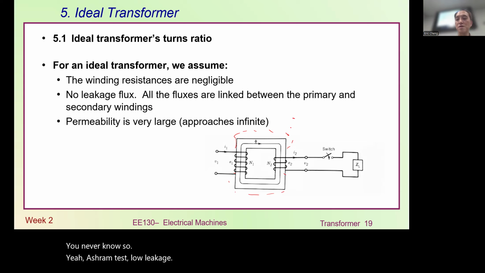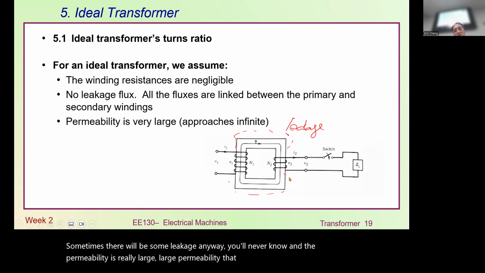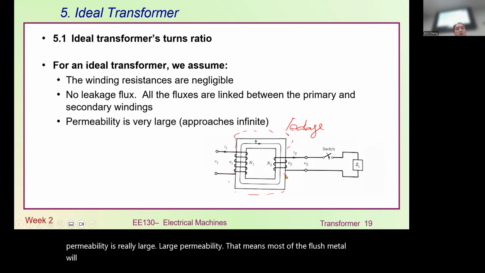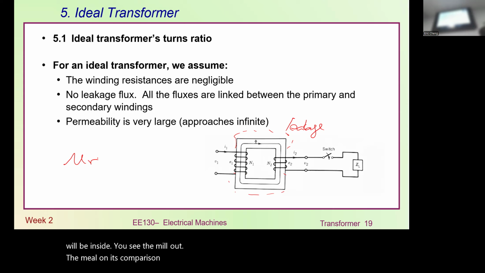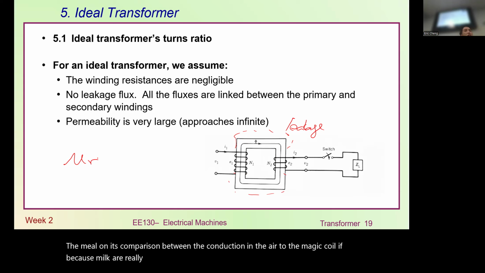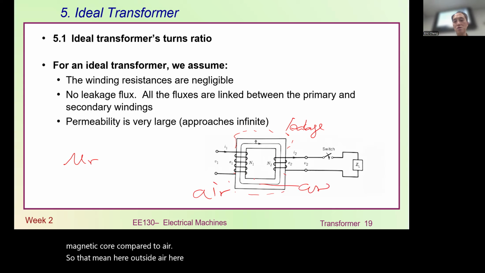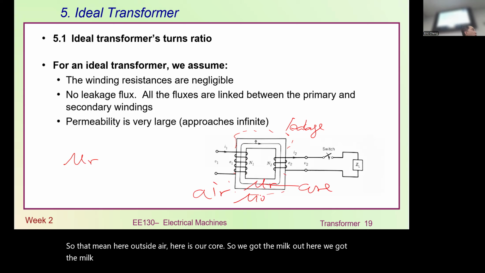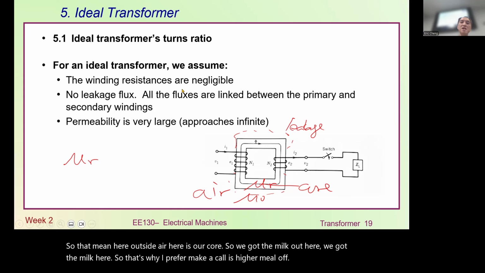Sometimes there will be some leakage anyway. You never know. And the permeability is really large. That means most of the flux will be inside. You see the mu r. Mu r is a comparison between the conduction in the air and in the magnetic core. If we have a really large mu r, a high ratio of the magnetic flux will go inside the magnetic core compared to air. Outside is air, here is our core, so we have mu r here and mu naught there. That's why we prefer our magnetic core to have a higher mu r. So that's what an ideal transformer looks like.